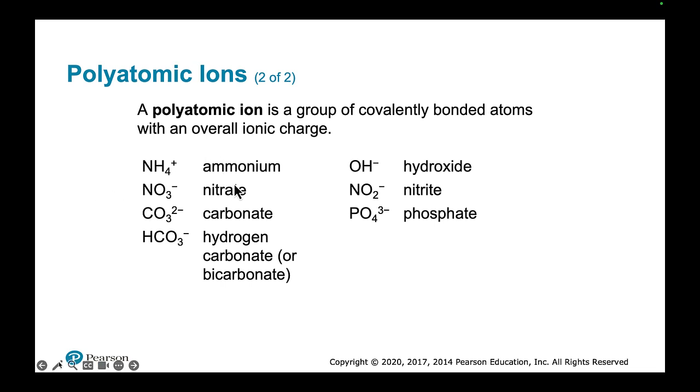So if we're talking about an ammonium ion, ammonium is always NH4 with a positive charge. That NH4 is going to stay together. It's going to act as an ion, so when you're going to balance out charges, you put that subscript with the whole group. Nitrate is NO3 with a minus charge, carbonate is CO3 with a -2, and you can go on and on with these polyatomic ions.